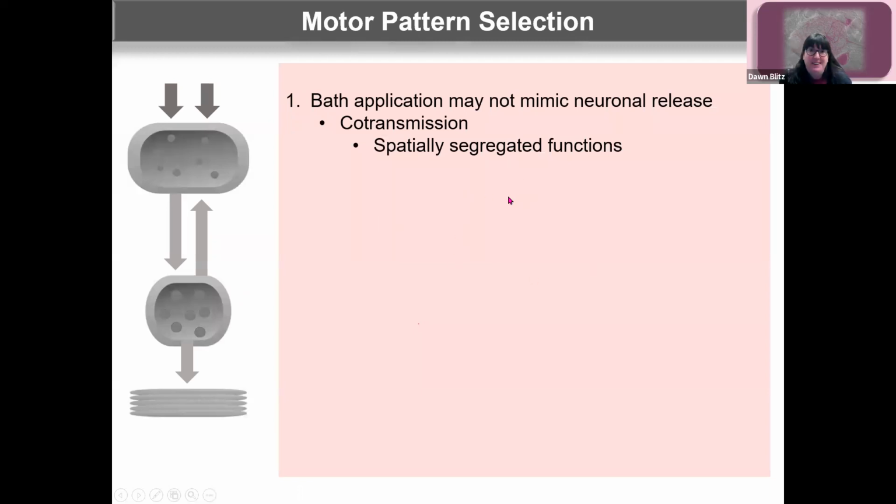So what I have talked for a long time about is if we are thinking about selecting a particular motor output, bath application of modulators that target that network may not mimic neuronal release. A lot of that has to do with co-transmitters. I've shown you an example where co-transmitter functions can be spatially segregated.